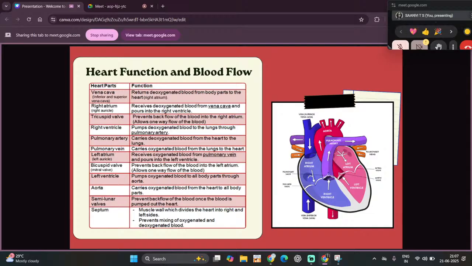Two more parts of the heart are the semilunar valves and the septum. The semilunar valves, as its name suggests, prevent backward flow of blood once the blood is pumped out of the heart. So it is present near the aorta because the blood is pumped to the body from the aorta. And the septum is the muscle wall which divides the heart into the right and left sides. So it prevents the mixing of the oxygenated and deoxygenated blood.